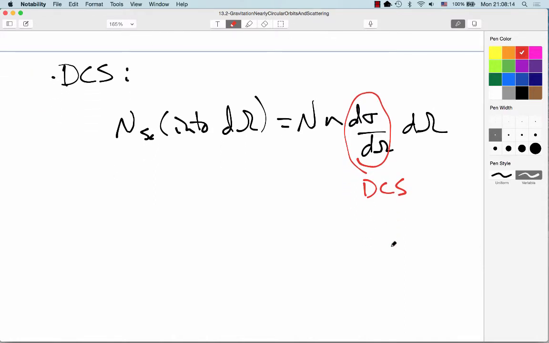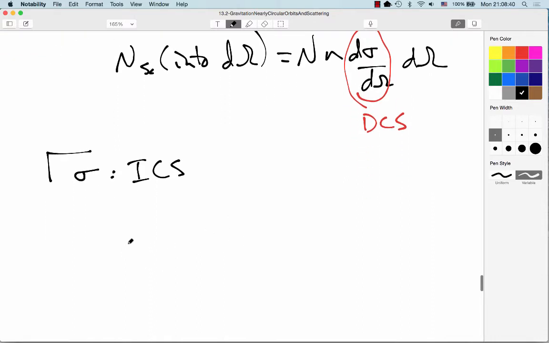Now, just as an annoying thing, I'm going to put this off to an aside. In the literature, sigma is often incorrectly called the integrated cross-section, or ICS. And trust me, it's so pervasive that it's not an error anymore. It's just how people say it. And this is because you can get the cross-section, or the ICS, by integrating the differential cross-section.